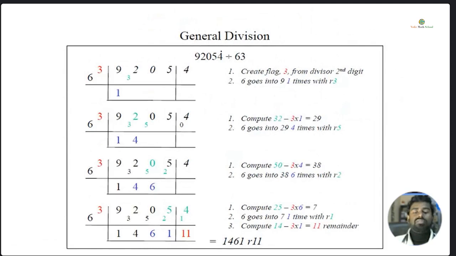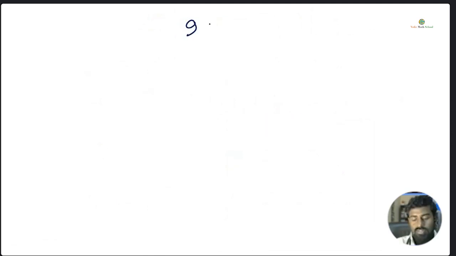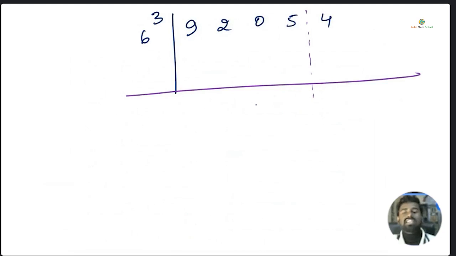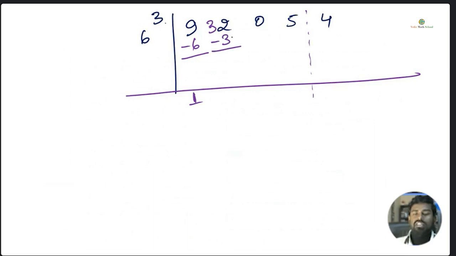Okay. Let's take one more example. 92054 divided by 60. What was the number? 92054. Divided by 60, in this case, how many times? One time. Yes. 3 I am writing here. So this will become 32. 32 minus what? 1 into 3 is 3. So 32 minus 3 is 29. 29, how many times will you divide? 4. 24. What is the remainder?